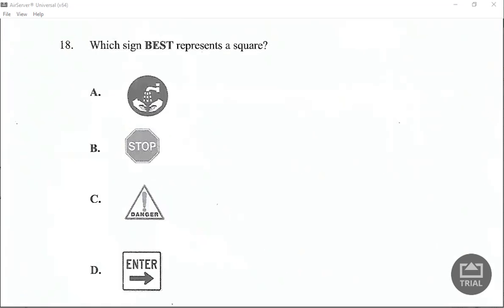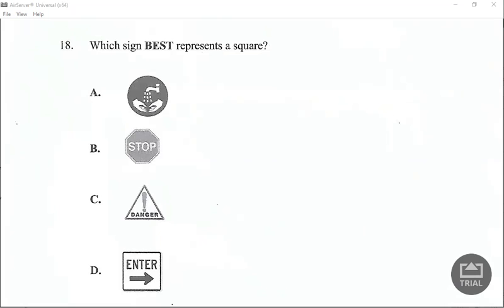Number 18, which shape best represents a square? Well, this would be a circle. It's like a pentagon or hexagon. 1, 2, 3, 4, 5, 6. This is a hexagon. This is a triangle.